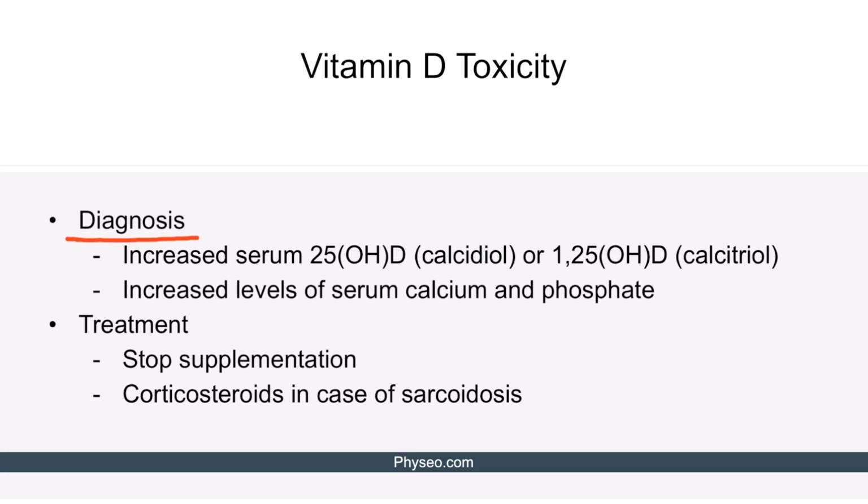Increased serum 25-hydroxy vitamin D can be associated with excessive ingestion of calcidiol, while increased 1,25-dihydroxy vitamin D can be associated with excessive ingestion of calcitriol or granulomatous diseases like sarcoidosis. Also, increased levels of calcium and phosphate can be detected. Regarding treatment, we need to stop the vitamin D supplementation. Also, corticosteroids should be administered if the cause is sarcoidosis.